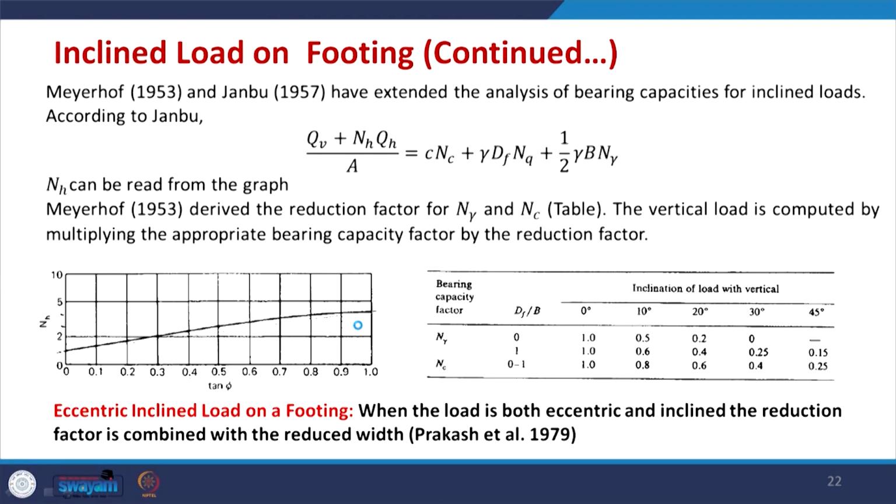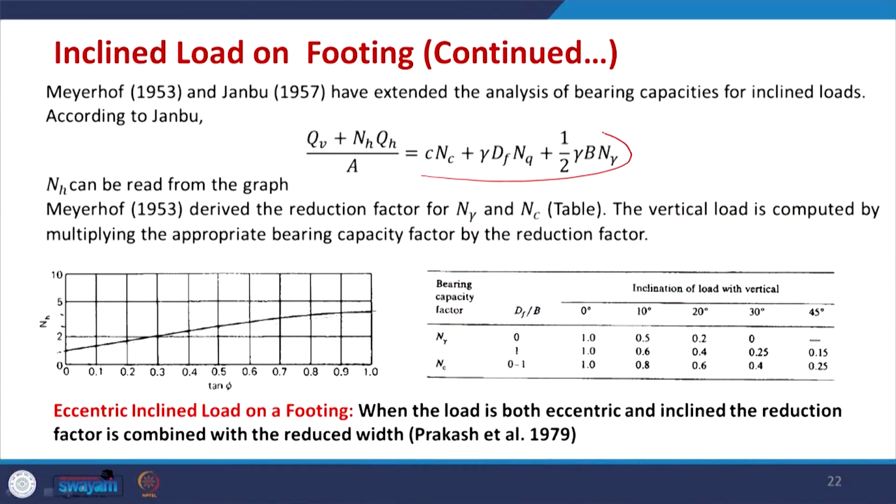So, now continue with this. Maheshwari in 1953 and Jambu in 1957 have extended the analysis of bearing capacity for inclined loads, and what they have found is that the vertical load will always be there. Suppose you have vertical load only, no inclined load, then the second term on the left-hand side, NH QH, will be 0, right.